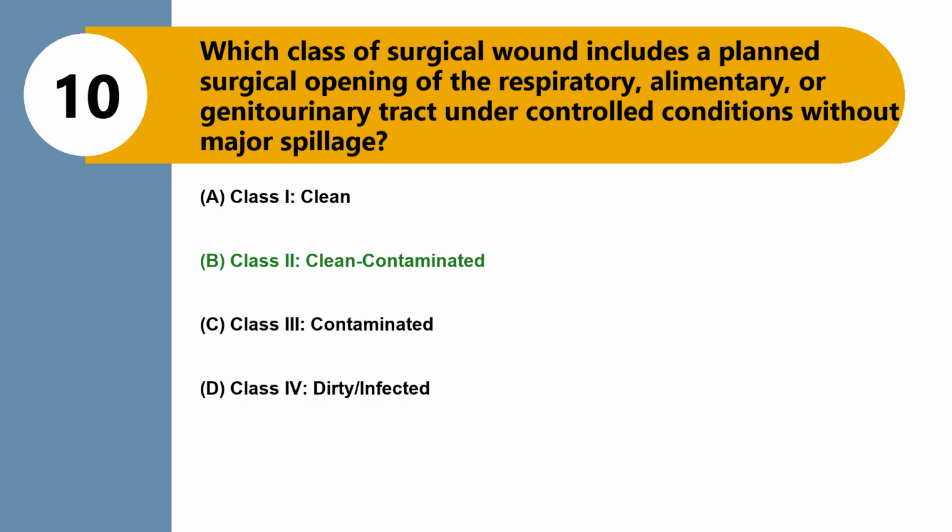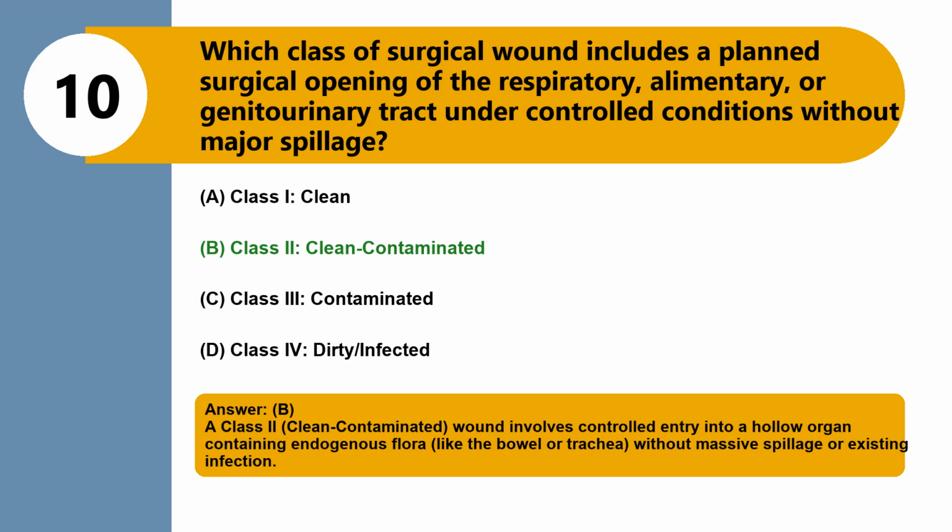The correct answer is option B, Class 2, clean contaminated. A Class 2, clean contaminated, wound involves controlled entry into a hollow organ containing endogenous flora, like the bowel or trachea, without massive spillage or existing infection.